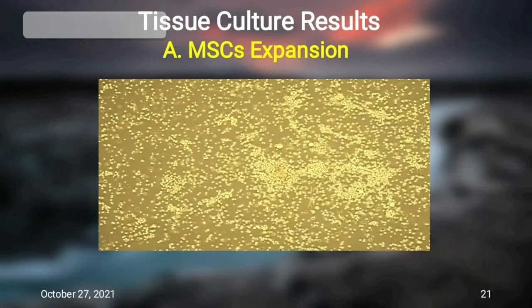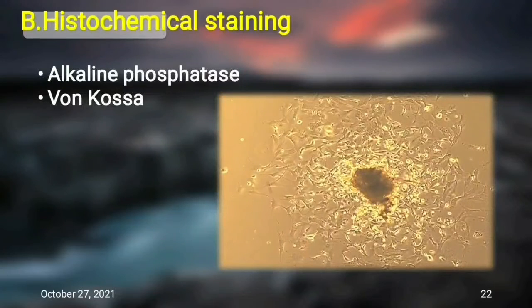Here we can see the rounded mononuclear cells isolated from the bone marrow sample at day 0 of the primary culture. And after osteogenic induction, the bone nodules were seen under the inverted phase contrast microscope, which was then confirmed by alkaline phosphatase activity and von Kossa staining before loading on the scaffold.